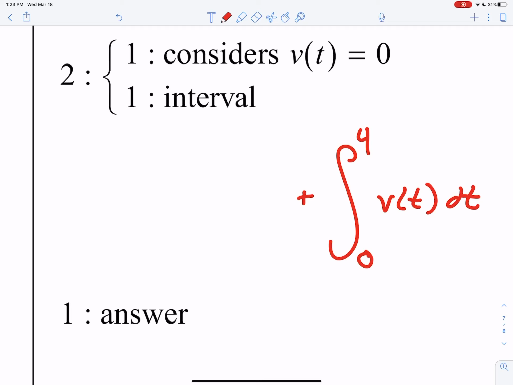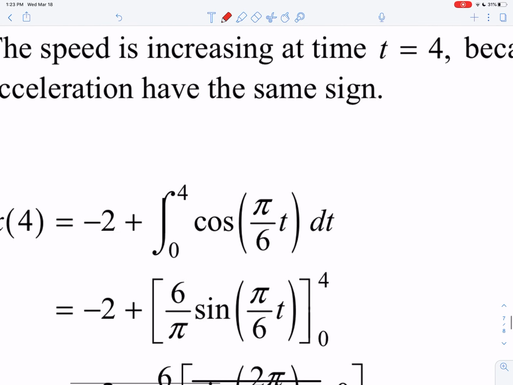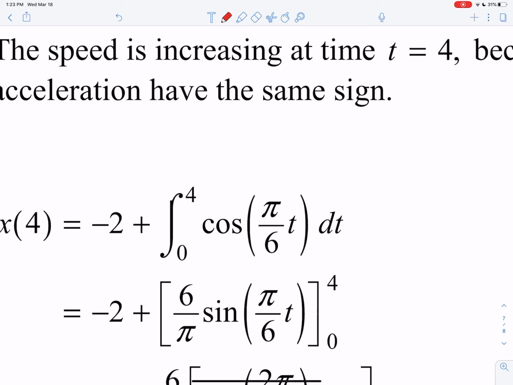Remember that example, if you move 5 spaces to the left, that doesn't mean you're at negative 5. It depends on where you started, right? If you move 5 spaces to the left, you're moving 5 spaces to the left from somewhere. Now that somewhere is where x of 0 is. At time 0, you were at negative 2. So pretty much this is what we have right here in the scoring guideline. Okay? This is where we started. And this is how much we moved.